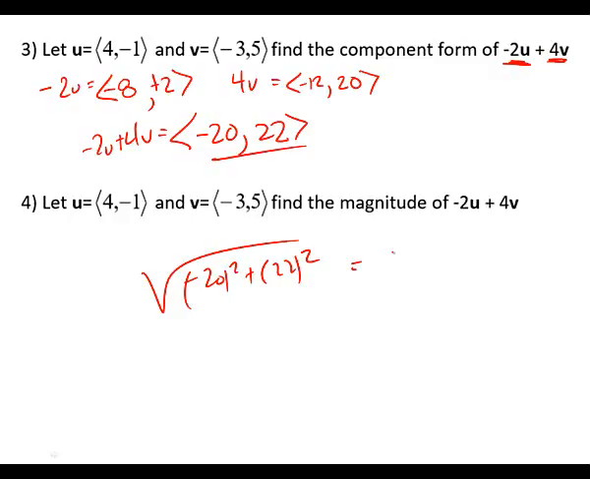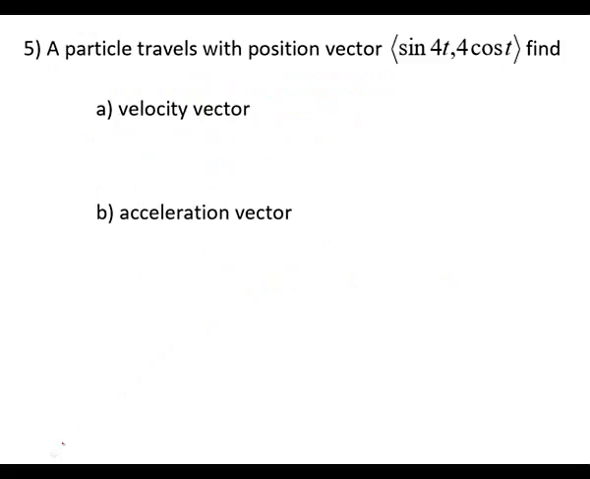All right, what else do we need to talk about? Which one? 5. All right, a particle travels with position vector. Find the velocity and the acceleration vector. Do you really want me to do that one? Derivative, derivative. Okay, make sure you don't forget the chain rule. 7. All right, 7's probably a better one to spend our time on.